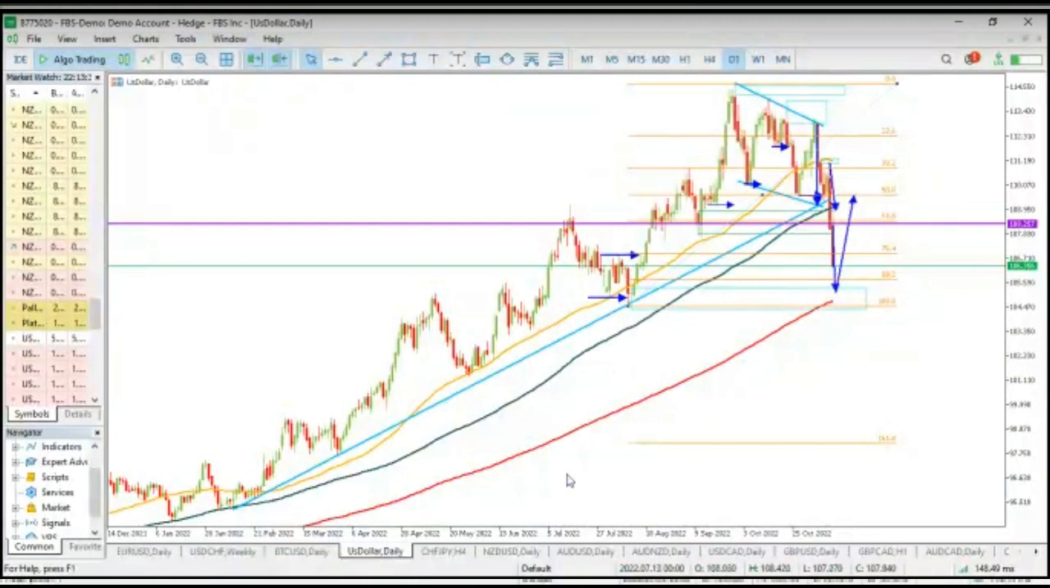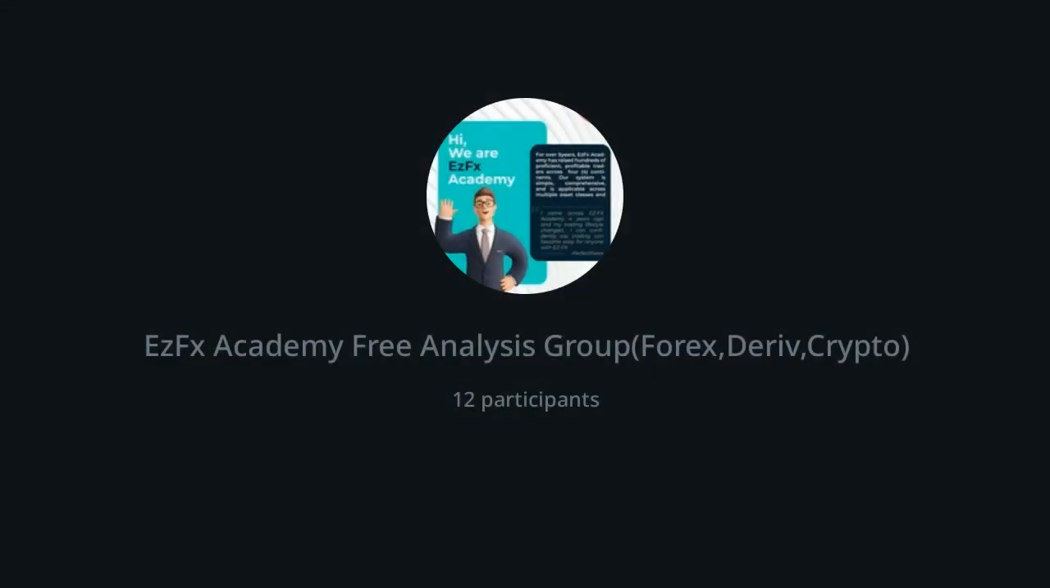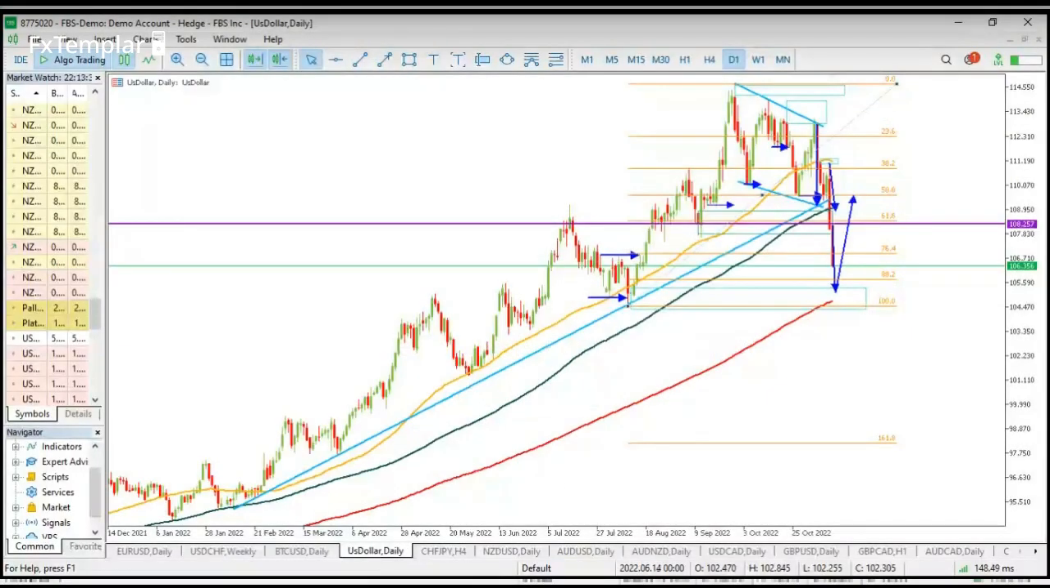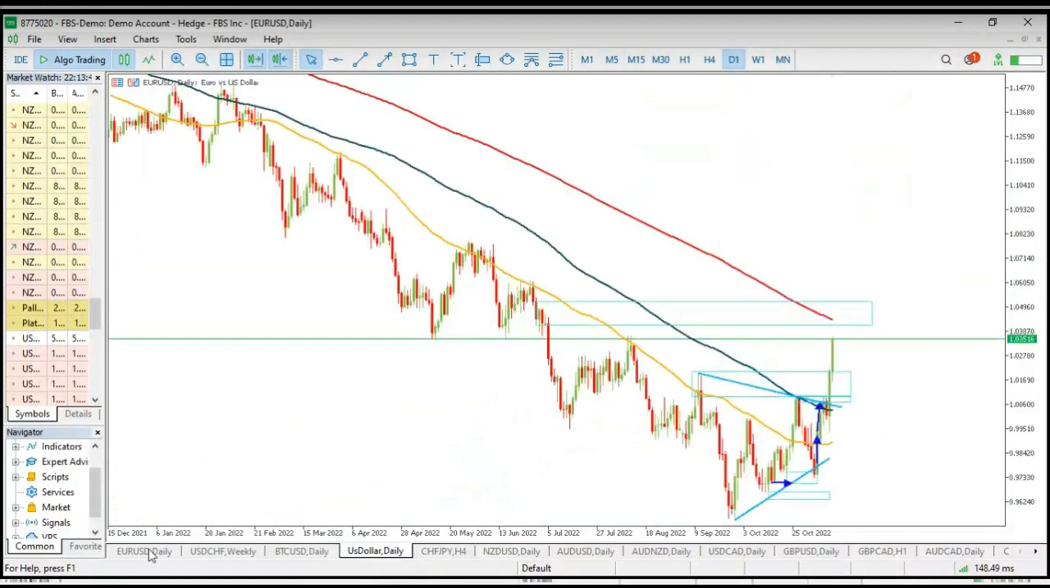So having said that, we're going to be looking at the majors, and then from the majors, we're going to start contemplating our direction for the week. So this is EURUSD. This is a chart of EURUSD.